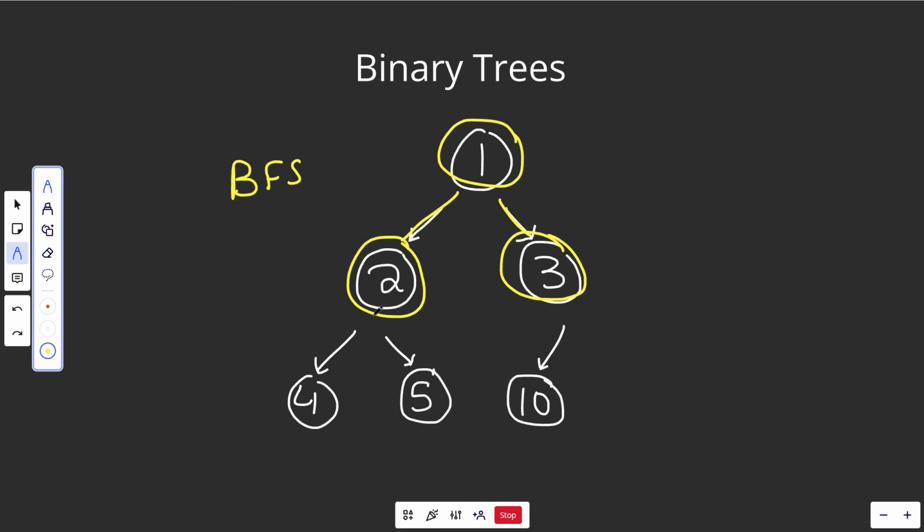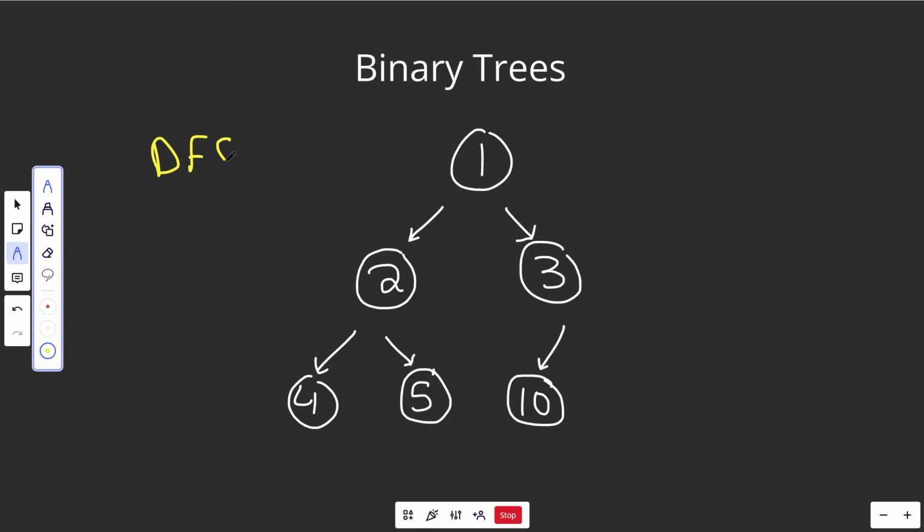And yes, I'm using the term neighbors. That's a graph term because trees are a subclass of graphs. So the next thing we'd want to see is 4 and then 5. And then since you saw 3 earlier, you would want to see its neighbor next, the 10. So depth first search prioritizes depth, and breadth first search prioritizes breadth.